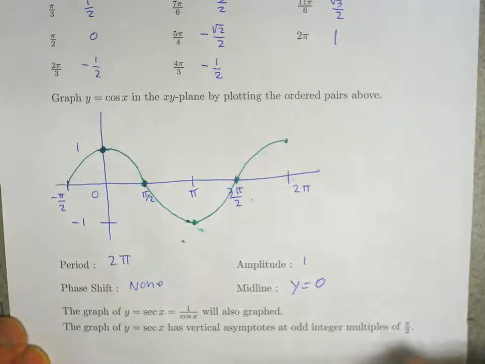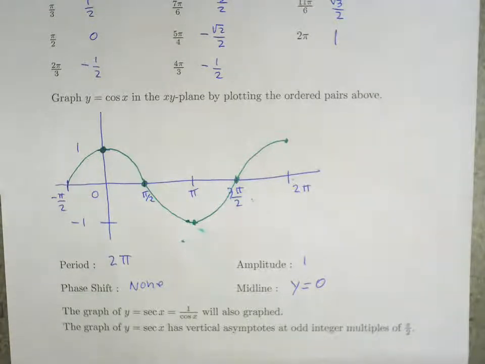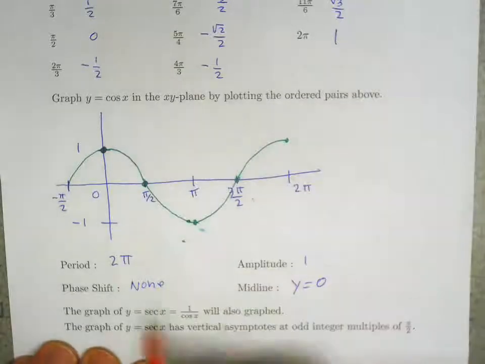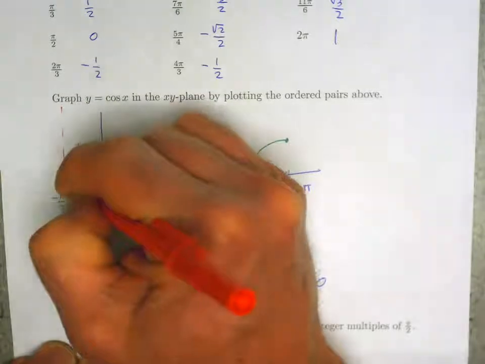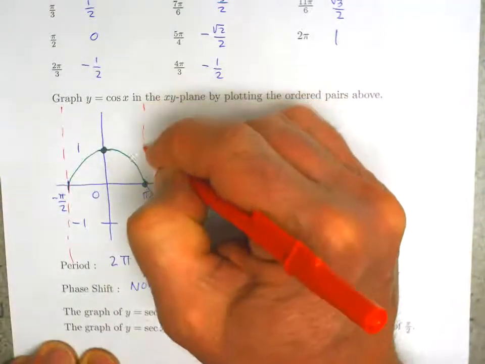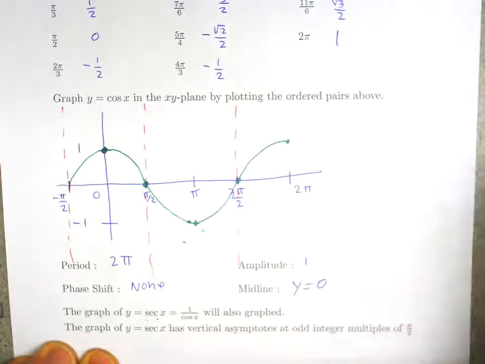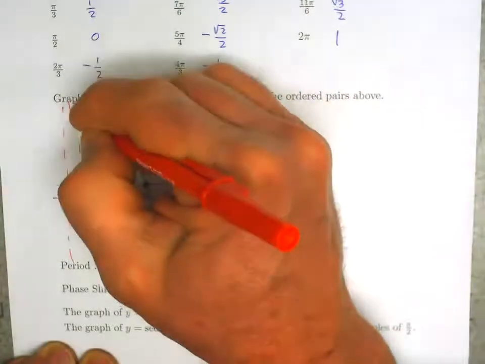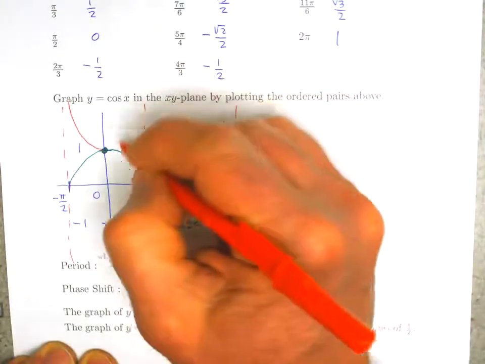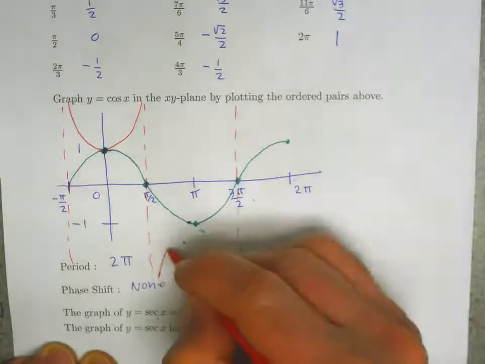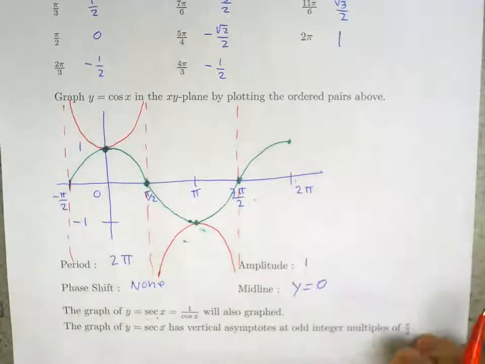Okay, so just like with the reciprocal function of sine of x, we also can graph the reciprocal function of cosine. So to graph y equals secant of x, we have vertical asymptotes like this, and then the graph of y equals secant of x between negative pi over 2 and pi over 2 looks something like that. Between pi over 2 and 3 pi over 2, it looks something like this.